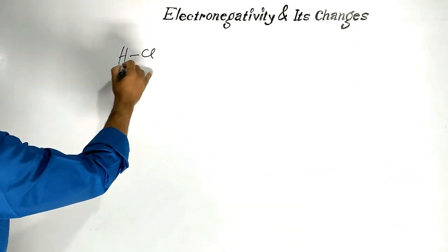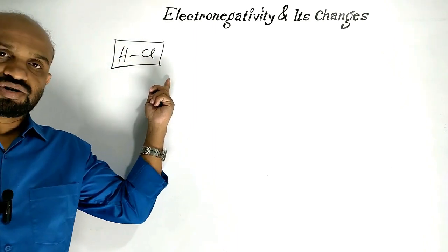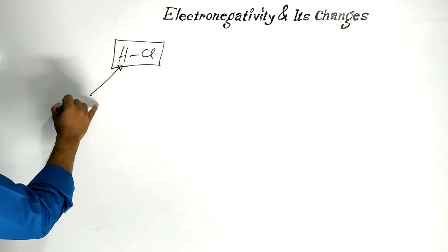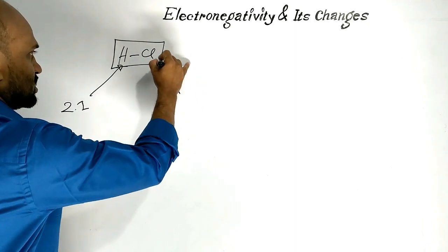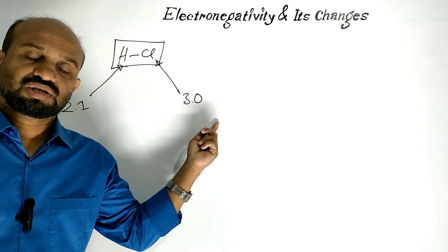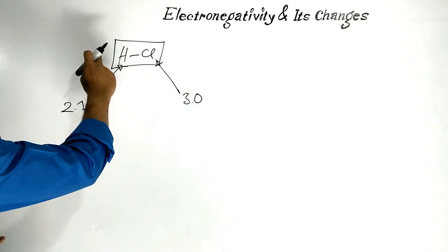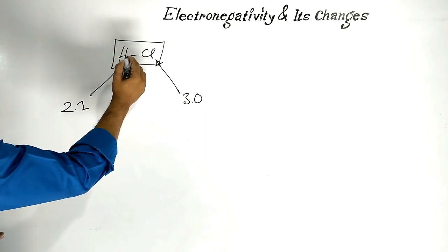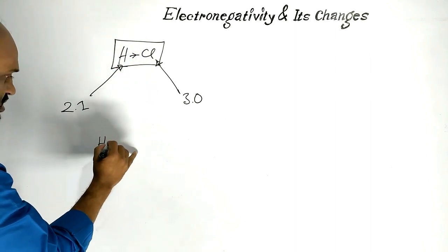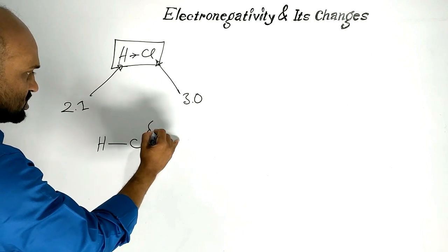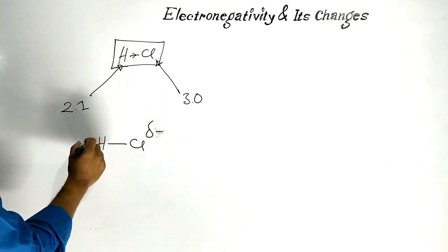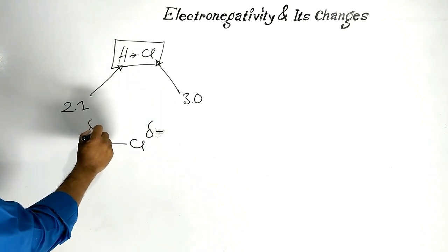Hydrogen chloride is a kind of covalent molecule in which the electronegativity of hydrogen is 2.1, but the electronegativity of chlorine is 3.0. A huge difference in electronegativity between hydrogen and chlorine. As a result, covalently bonded electrons move towards chlorine, and ultimately chlorine achieves a partially negative charge and hydrogen achieves a partially positive charge.